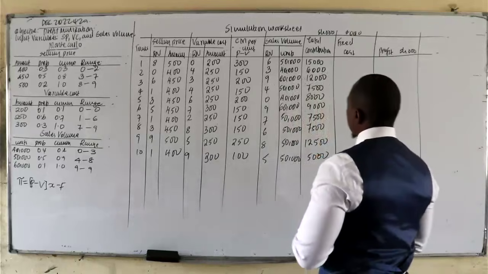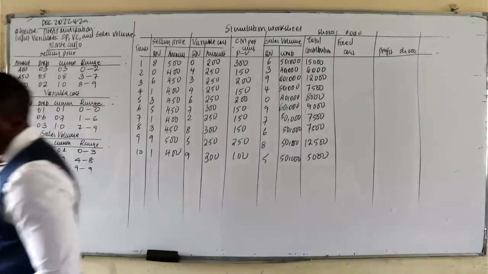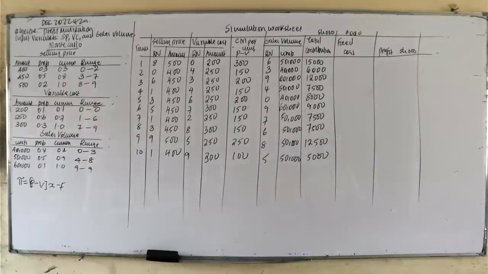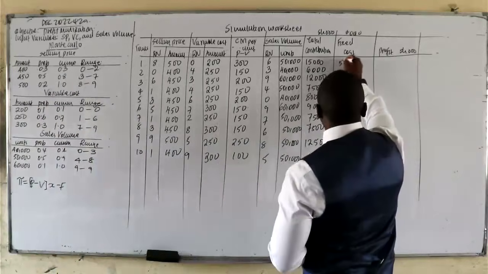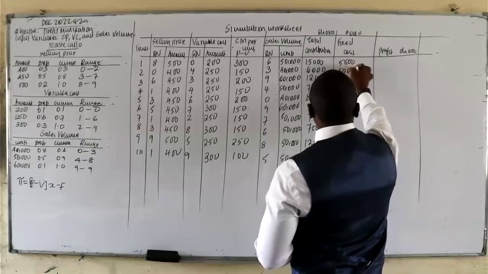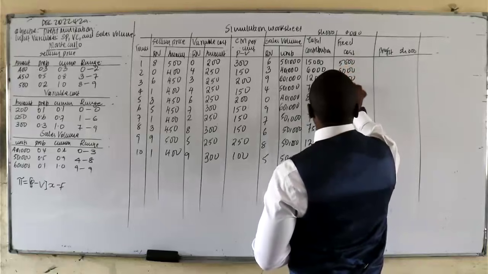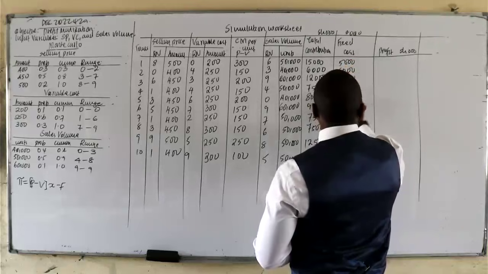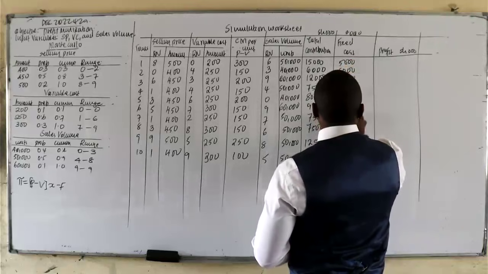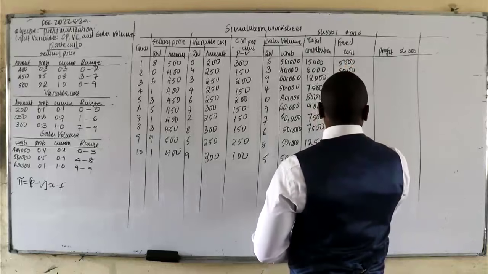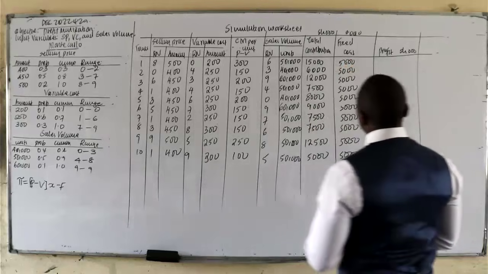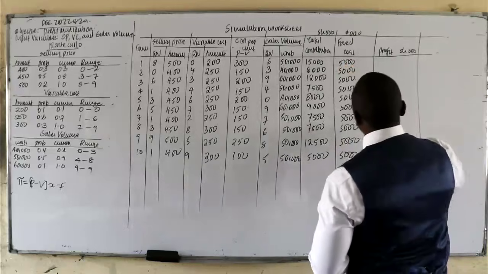Then we have the fixed cost. How much is the fixed cost? The fixed cost was 5 million. So each, it's 5 million. That's how we get the profit. So take the total contribution minus the fixed cost.